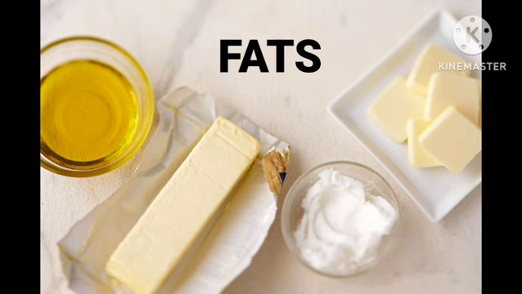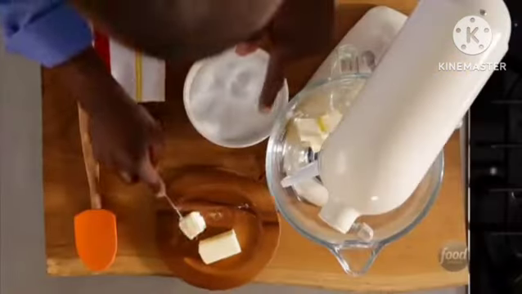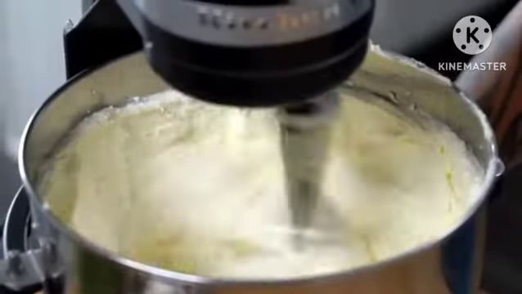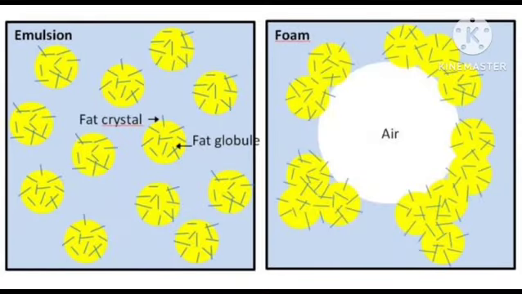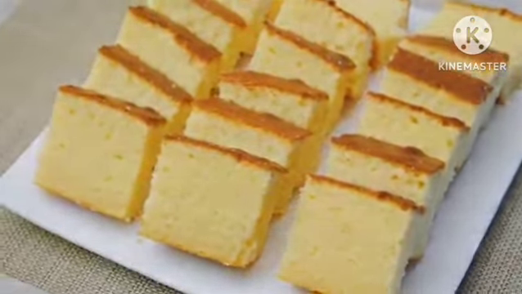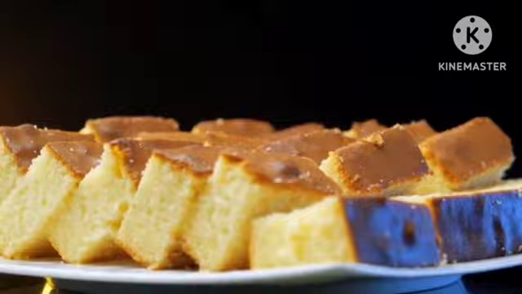Let's move to another essential ingredient in bakery science, fat. One of the most important techniques where fat plays a key role is the creaming method. In this method, usually butter or margarine is beaten together with sugar. As you mix, the sugar crystals cut into the fat and trap tiny air bubbles. These air bubbles expand during baking and help cakes and cookies rise, giving them a light and tender texture.